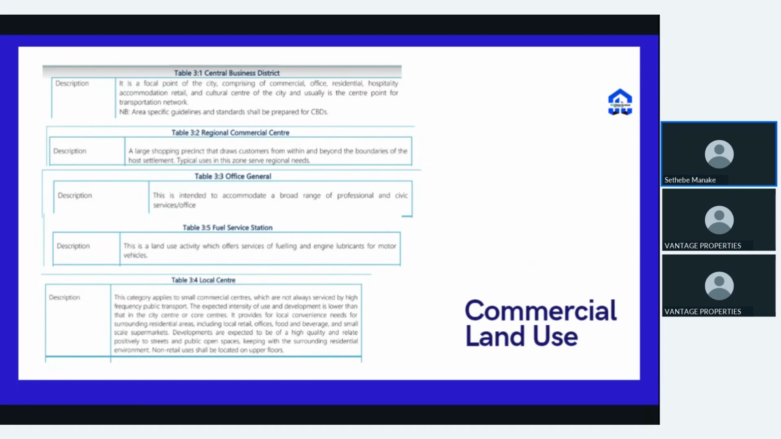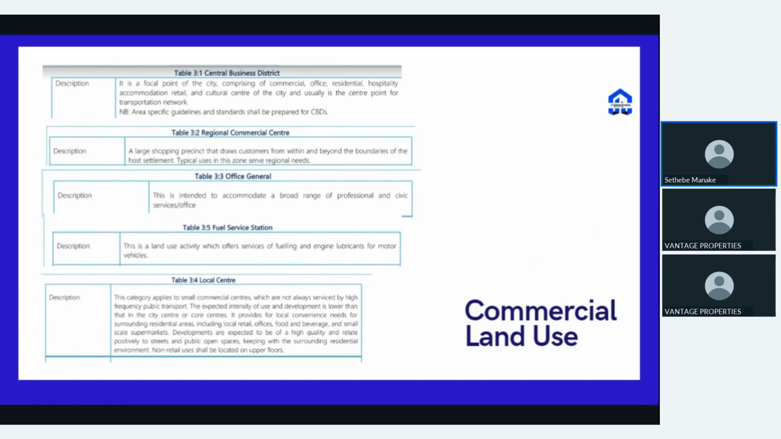Usually, it's a shopping center precinct. So if you want to create a regional commercial center, you should know the purpose of it. If you want to change your residential plots, you should know that you are trying to change into a regional commercial center. You should know how many people you feed, your foot traffic, how many people.